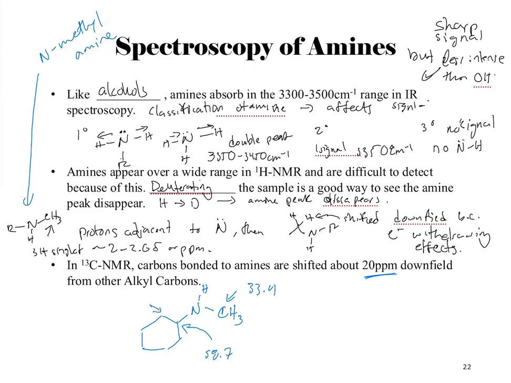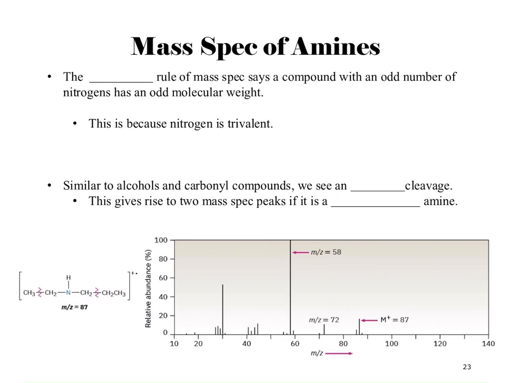Whereas these ones, all around, will be around the 23 to 30 ppm range, right? So we're comparing these carbon values to that of the one that's bonded to the amine. So that's how it's distinguishable in carbon-13 NMR. But again, amines are kind of hard to distinguish in NMR. Okay, so let's see a quick example.